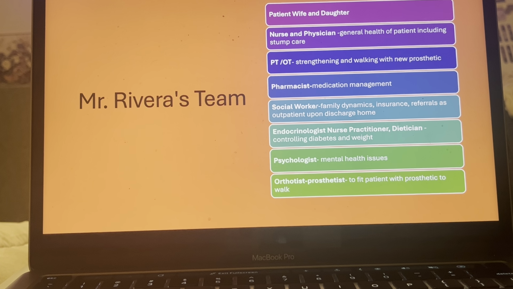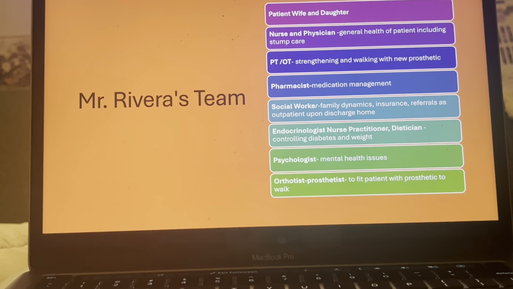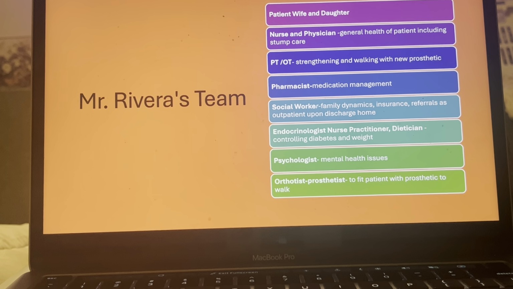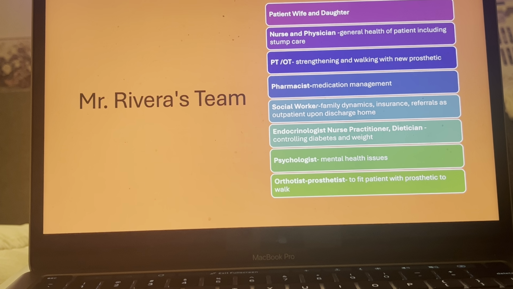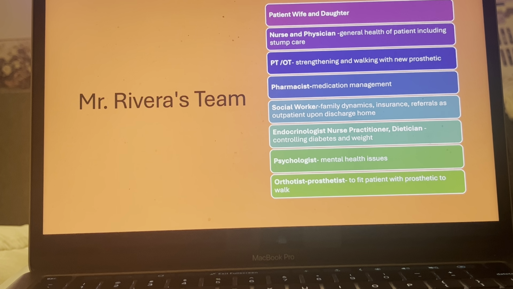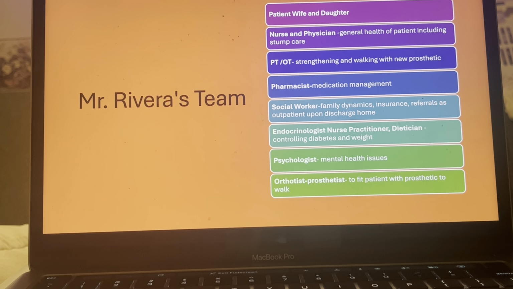The pharmacist is on board for medicine management, maybe with allergies. A lot of antibiotics have interactions with blood pressure medicines. If he's on a blood thinner, we need to get certain labs. If he's on antibiotics like vancomycin, we need to have peaks and troughs to make sure that the levels are correct, and it runs through the pharmacist for redosage.